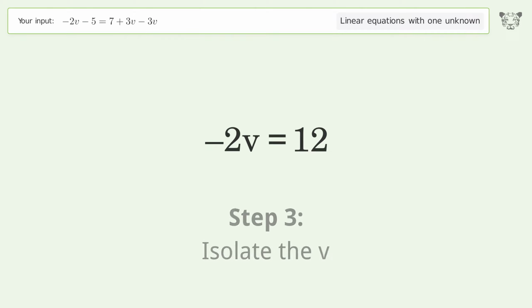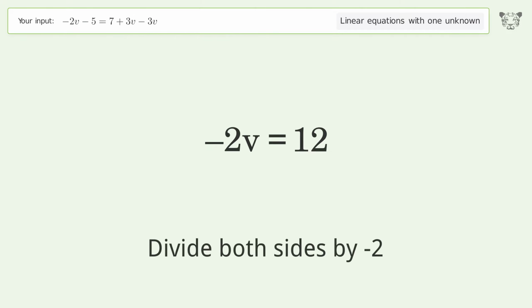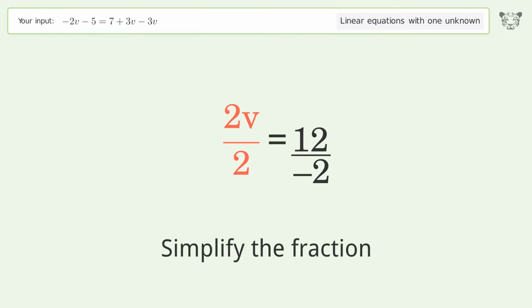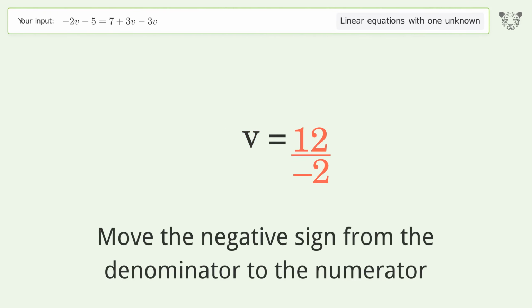Isolate the v. Divide both sides by -2. Cancel out the negatives. Simplify the fraction. Move the negative sign from the denominator to the numerator.